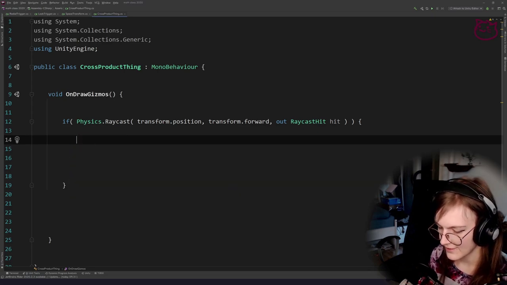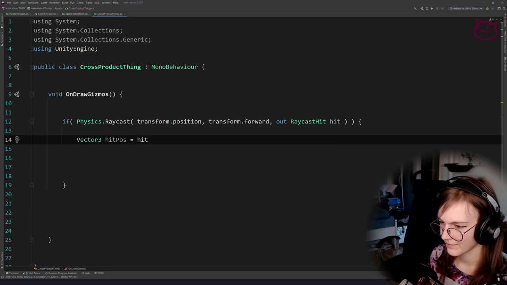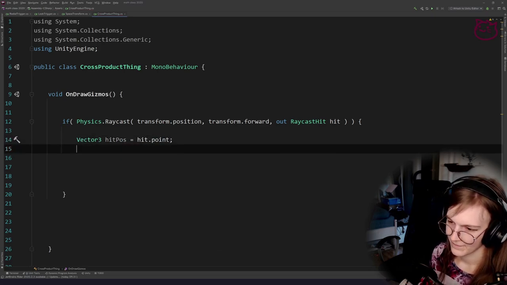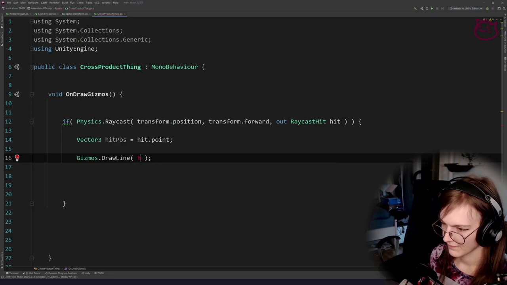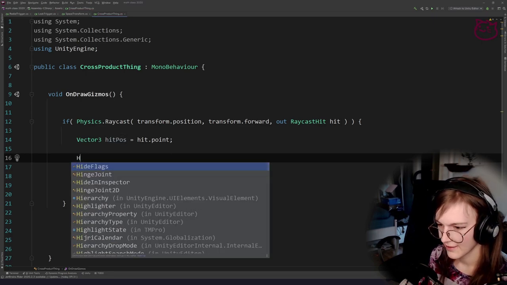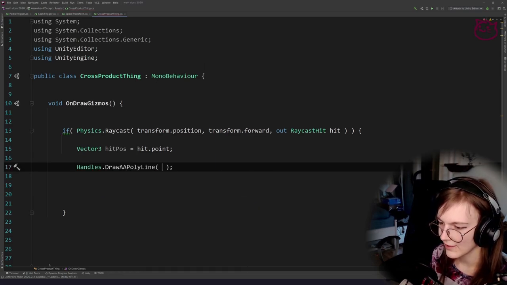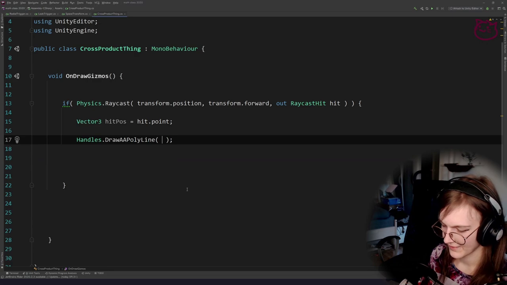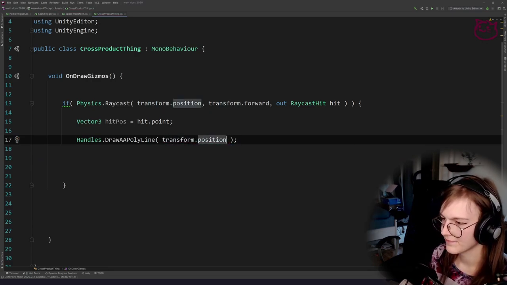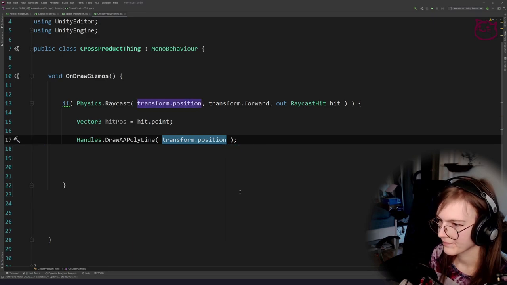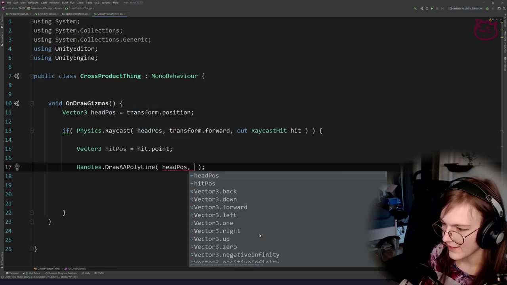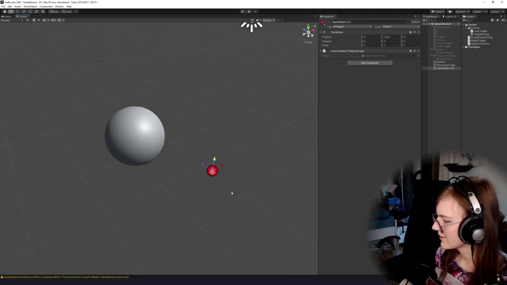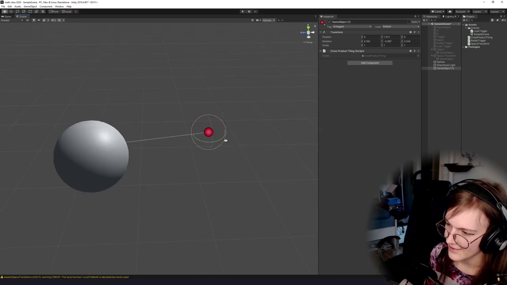So we need the position, so hit position. Oh, here's a hot tip, by the way. Handles.DrawAAPolyline is anti-aliased, so if you want prettier lines, you can use DrawAAPolyline. We want to draw it from the position to... actually, I feel like we should make a variable out of this, because I want to call this head position, just to clarify that this is the head of the player. Okay, draw it from the head to the hit position. And let's go back. What a beautiful raycast. Isn't that neat?